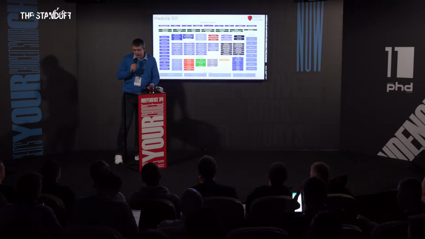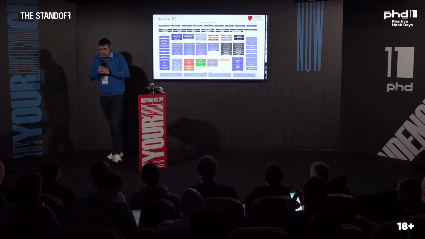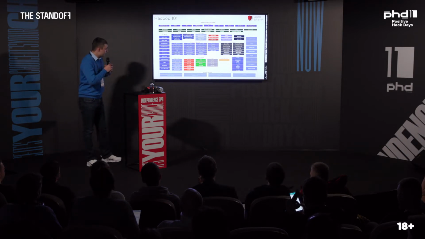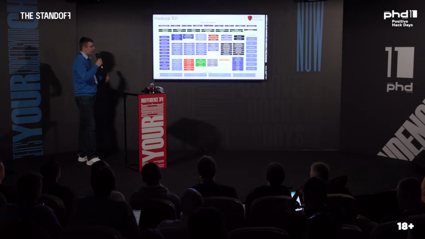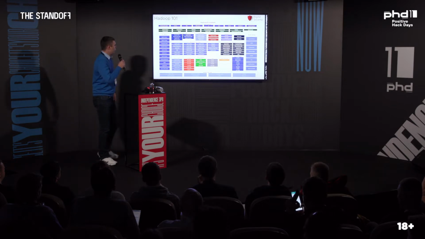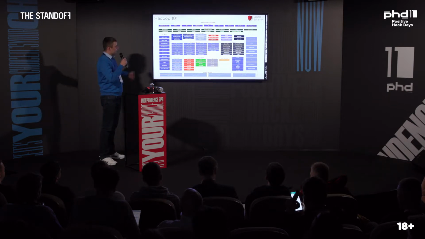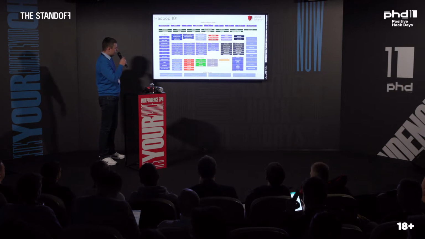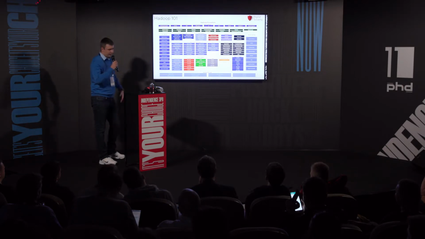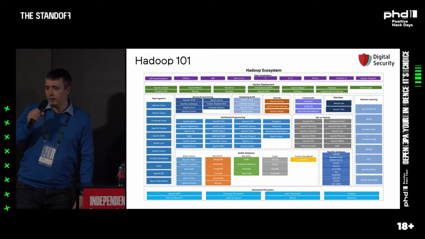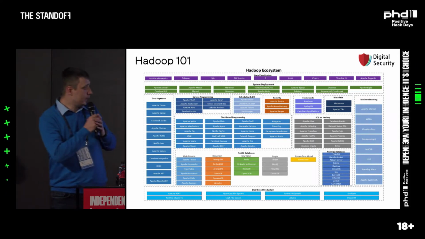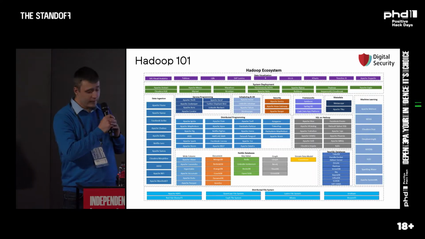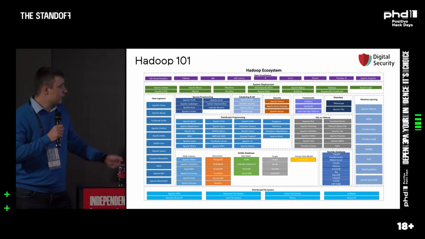What is Hadoop? Hadoop, as I said, is an ecosystem having more than 40 components, all intended for specific purposes. Here we have a huge number of them. It's a very busy slide showing the great heterogeneity of this ecosystem.